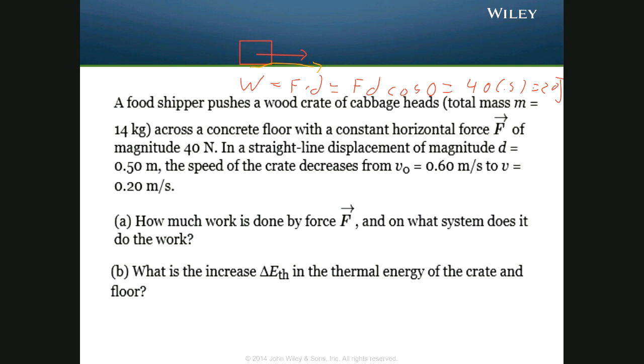This is where everything changes. Okay, but now we want to look at the increase in thermal energy of the crate and the floor. This one might have been a little more challenging. Now, you might have been tempted to figure out the friction force and everything like that. That's a way to do it, but it's very long and roundabout. For B, we can note that the work is equal to the change in mechanical energy. Hold on, I messed up here. Forgot my E.